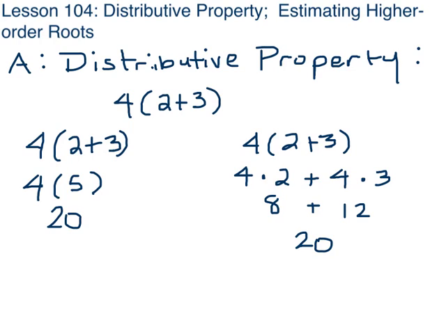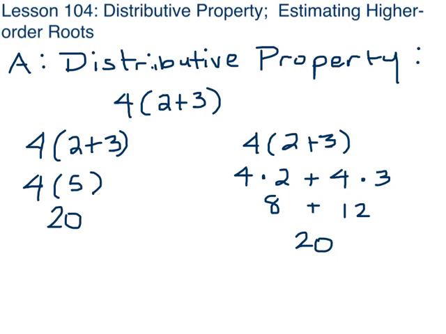This is Lesson 104, Saxon Algebra 1/2, the second edition. And this lesson is going to cover two different things. One is distributive property, and the other is estimating higher order roots. Higher order meaning more than something squared, or the square root of something. Okay, let's start with distributive property first.